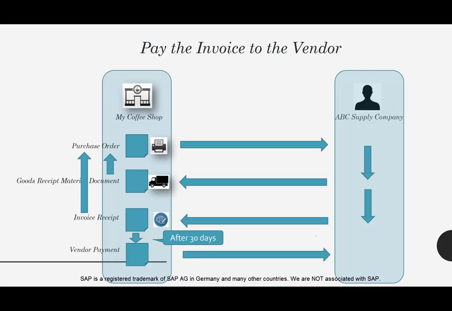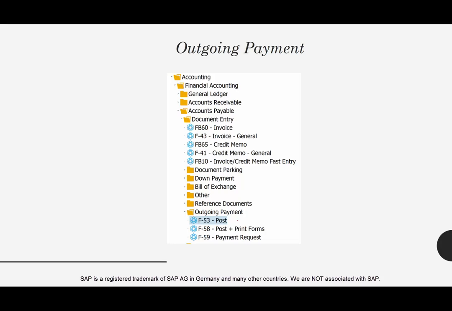So what are we doing here? We're trying to see how to pay the invoice that we have received. And typically you do it after a certain number of days, say 30 days or 45 days. And that is called a payment term. Now, how do you do an outgoing payment, which is a payment that's sent out to the vendor against an invoice received from the vendor?